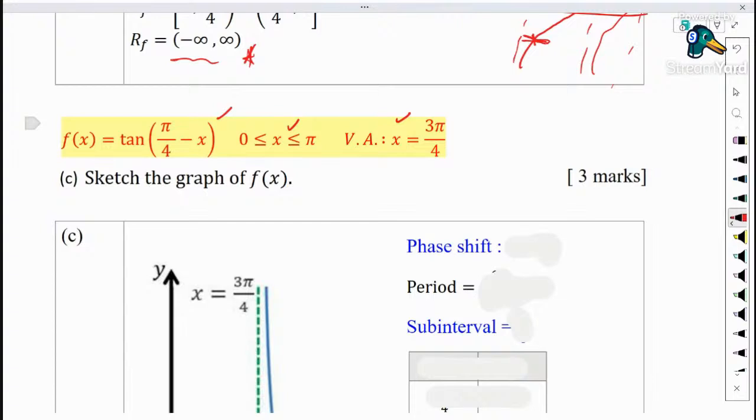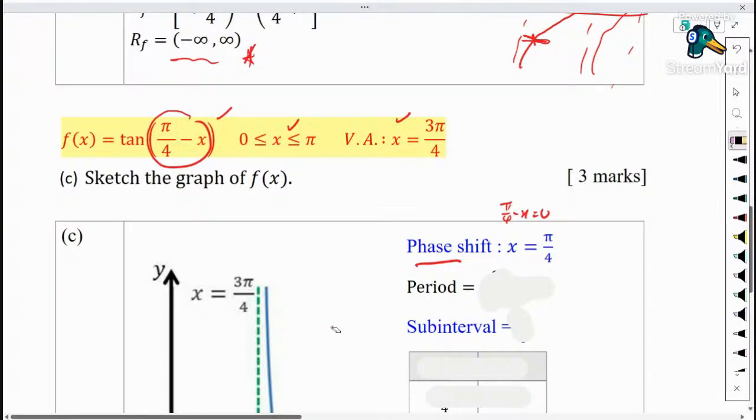So step number 1 is that I want to find the phase shift. How I get the phase shift is that I take the angle here and make it equal to 0. So I take pi over 4 minus x equal to 0. The corresponding value for x will be the phase shift, which is pi over 4. So what is the phase shift?